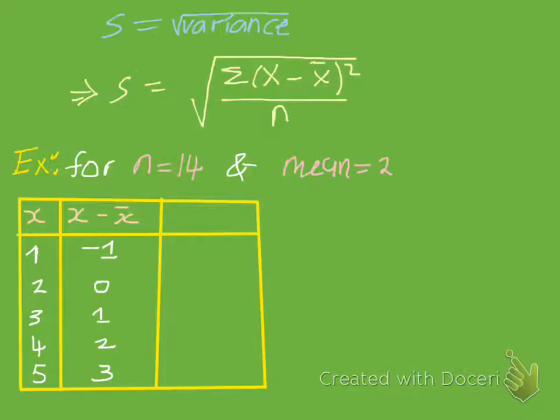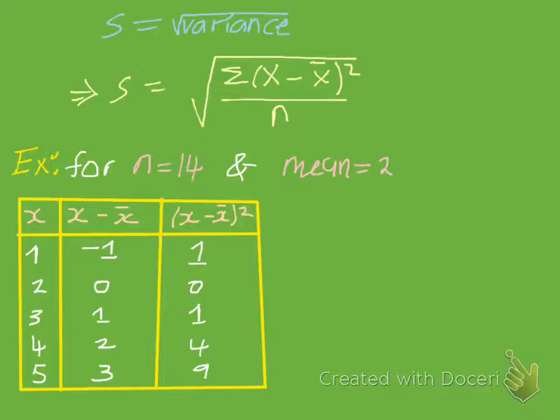Then, according to the formula, we have to square this x minus x bar. So for each x minus x bar, we square. Negative 1 squared gives 1. 0 squared is 0. 1 squared is 1. 2 squared is 4. And 3 squared is 3 times 3, which is 9. So with all this gotten, we can get s.